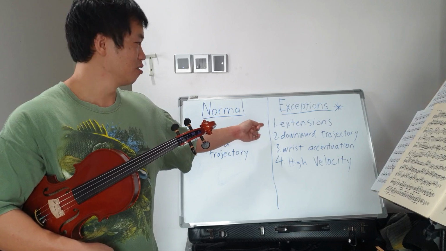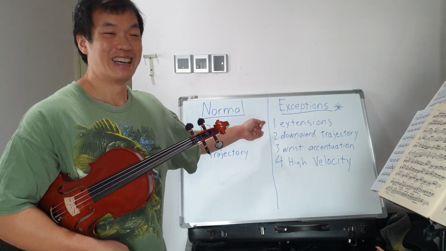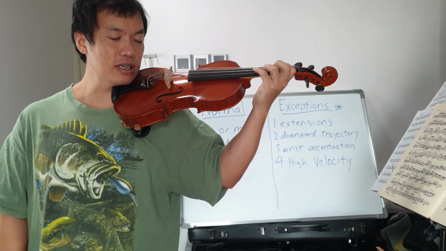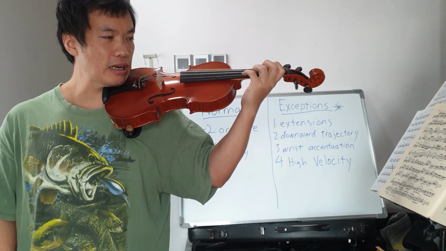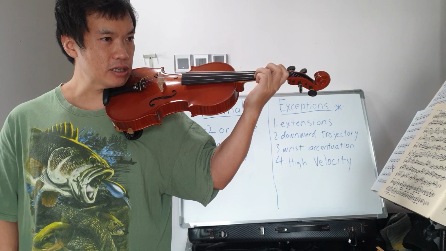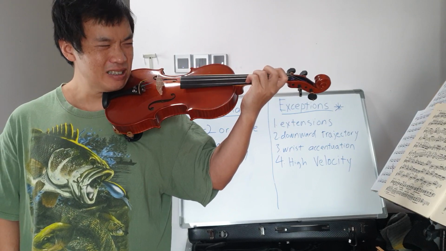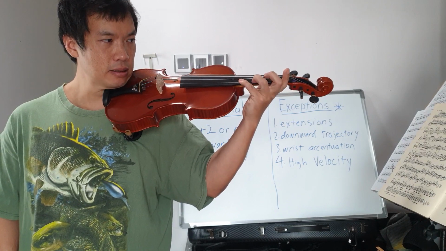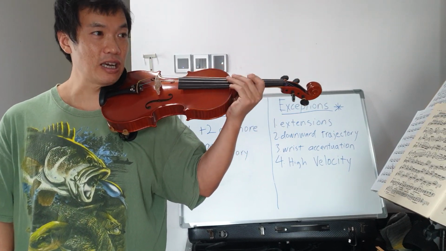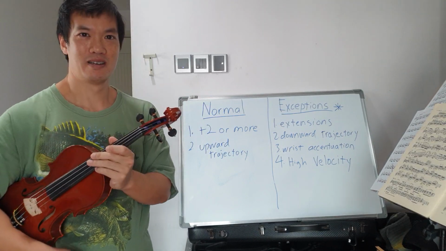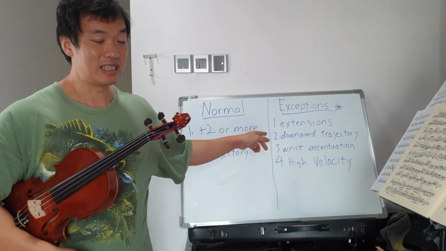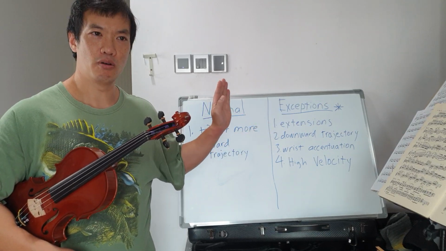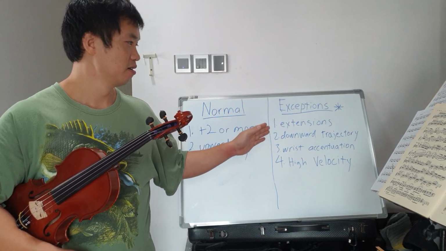Now, first rule of exceptions is the extensions, okay? If we're doing a nice slow left-hand pizzicato and I only play a whole tone away, this is about as loud as I can go. But if I extend it, it's louder, okay? So that's the first exception. Second one is a downward trajectory. That is basically something I only really use on the E string, okay?